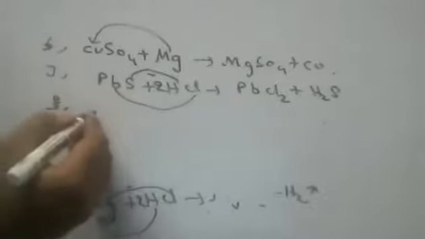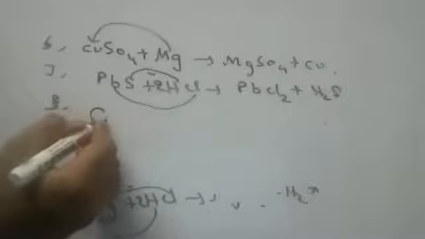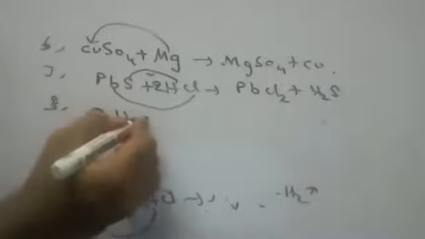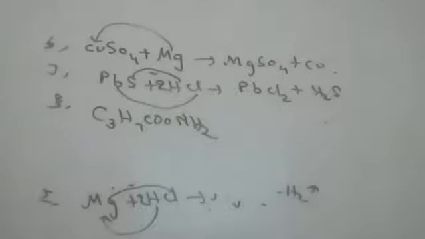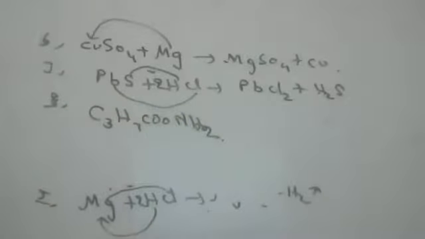Balance it. Next one. Aminobutanoic acid. Children, butanoic acid formula is C3H7COOH. This is normally butanoic acid, C3H7COOH. He is saying aminobutanoic acid. So aminobutanoic acid, C3H7, aminobutanoic acid. This one.